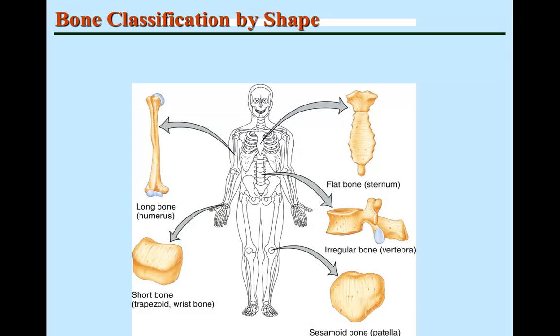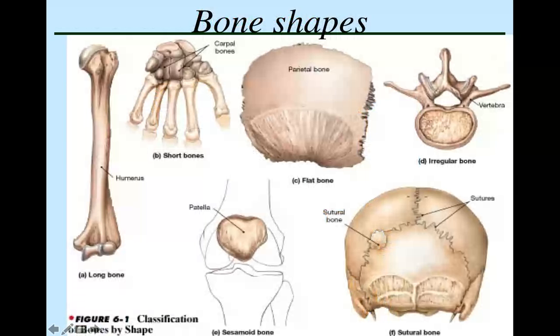Okay, so here are all your examples. You can see your long bone, they're giving you the humerus there. Flat bone, they're showing you the sternum. Your irregular, which is your vertebrae. Your sesamoid was the patella. And then a short bone, they're showing you the trapezoid of the wrist, one of your wrist bones. Okay, here's some other examples.